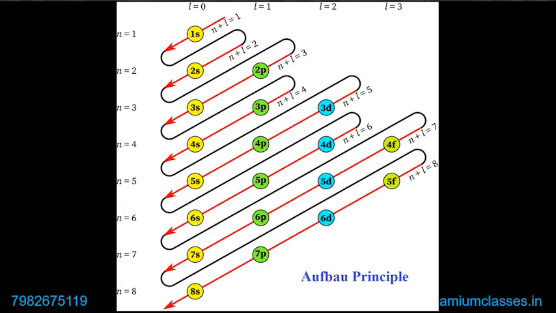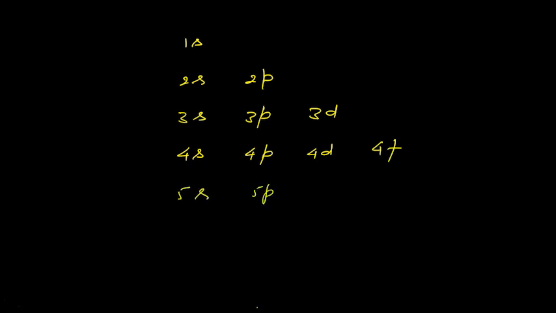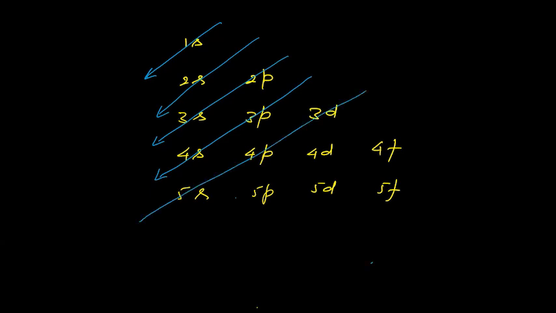So it means you have to write 1s, 2s, 2p. Why? Because n=1 will not have p, n=2 will have p, n=3 will have s, p, d, n=4 will have s, p, d, f, like this. And then you will draw the oblique lines to get the sequence in which the electrons will be filled in these orbitals.